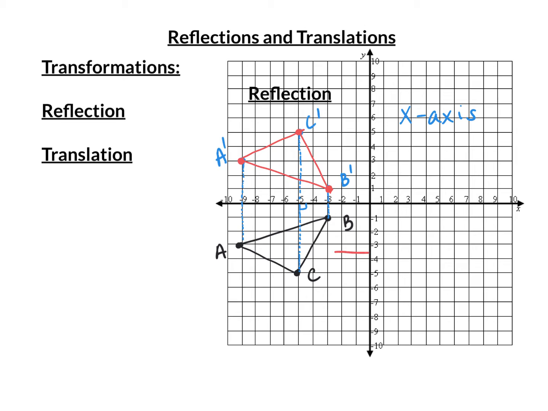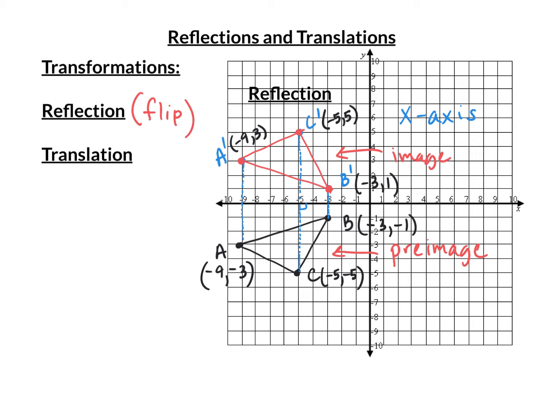The triangle in black we call the pre-image, meaning before, and the triangle in red, the reflection, is called the image. When you look at those triangles, you can see that when I reflected it, what it does is flip the triangle over the x-axis. Sometimes a reflection is called a flip.